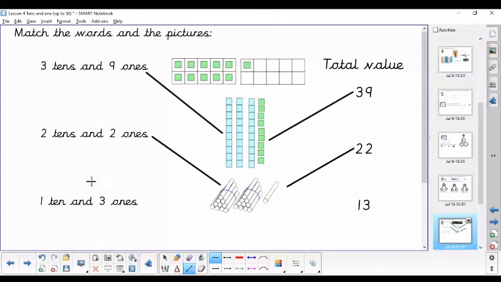And last but not least, 1 10 and 3 ones. I have one bundle of 10, and I don't have 3 ones there. So that's the odd one out. If I were going to have 3 ones, it would look like this. To there, and then down to the number 13.